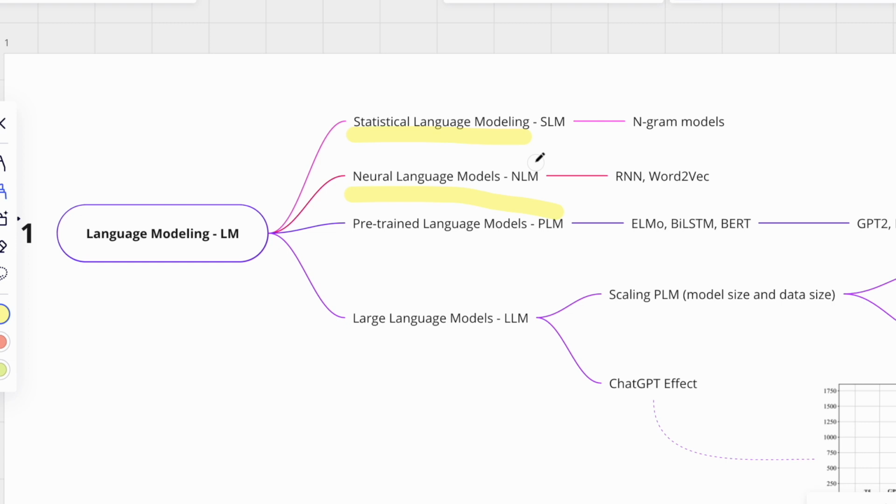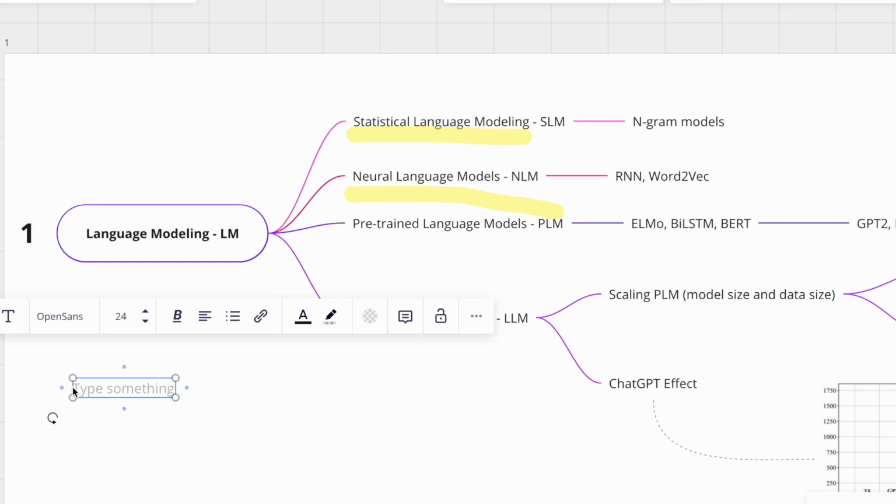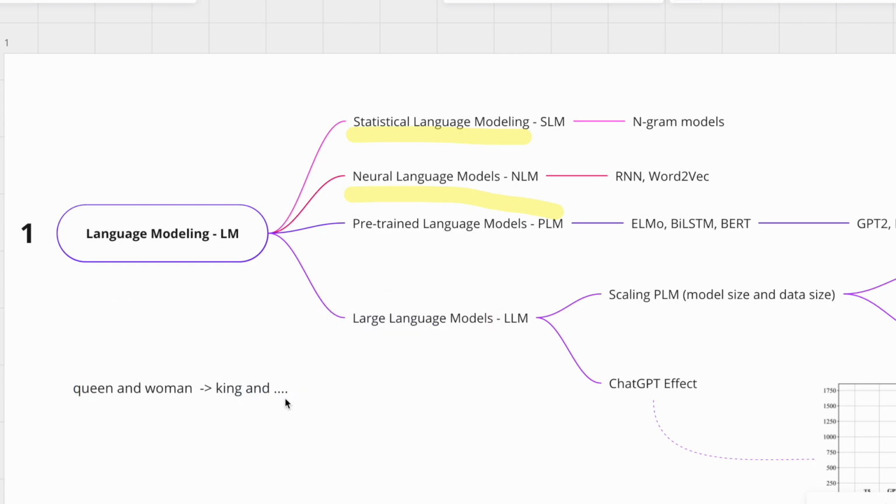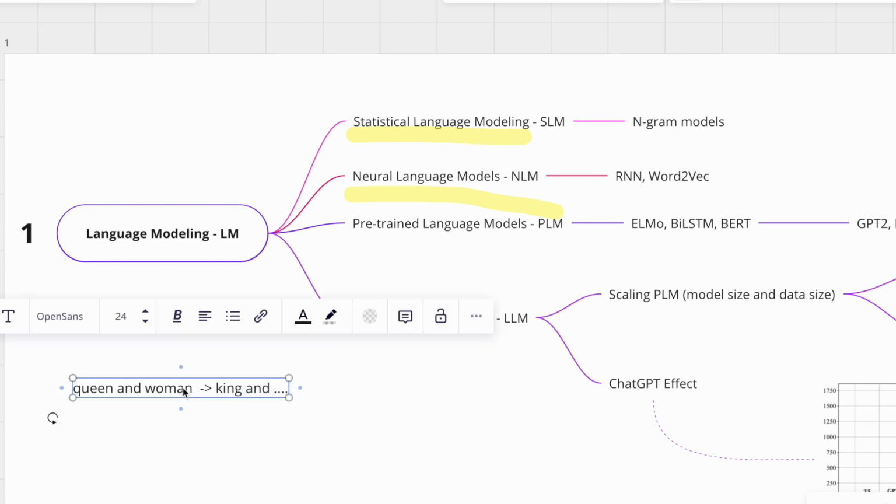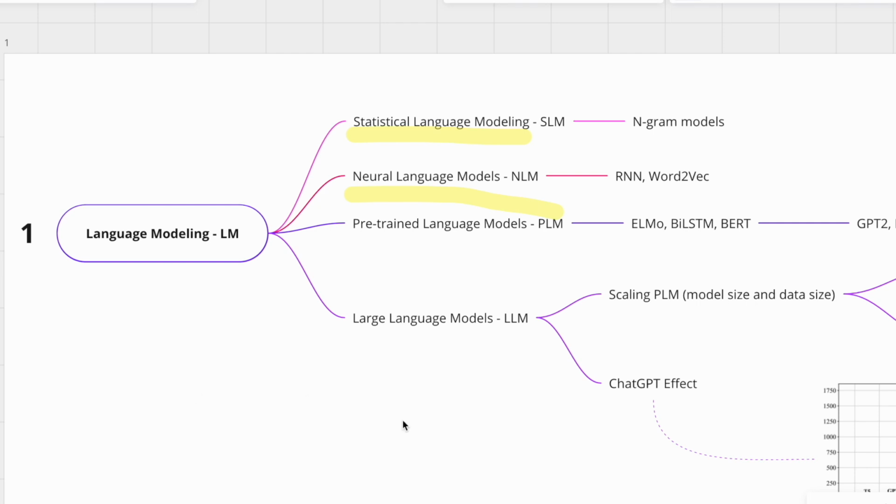You can check the common example of word2vec. For example, the model can understand the relationship between queen and woman. Then when you give king, the model can fill this part as man. But these are single task specific models, not complex multitask solvers.